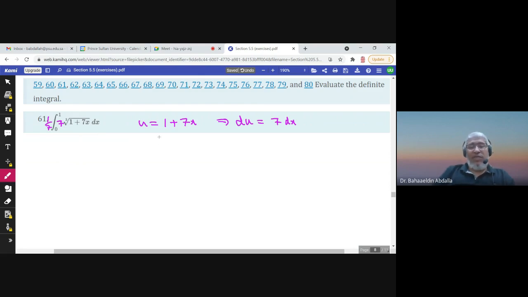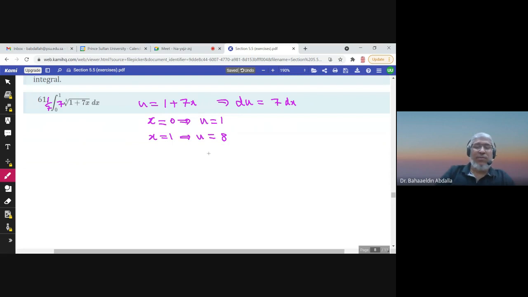I have a definite integral, so I'll change the limits of the integration. If x is 0, I put 0 here, so 1 plus 7 times 0 is 1. If x is 1, then u would be 1 plus 7 times 1, which is 8. So I'll have 1 over 7 integral. 0 is replaced by 1, 1 is replaced by 8.